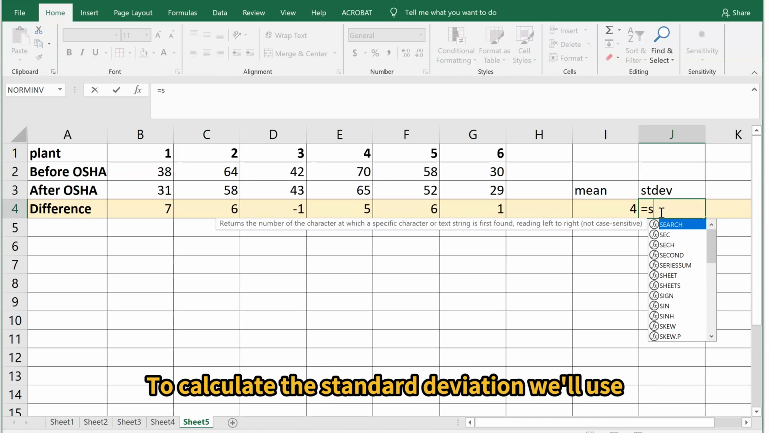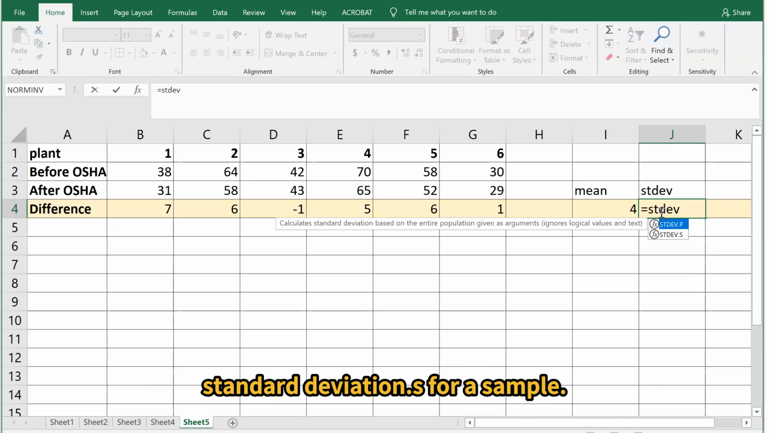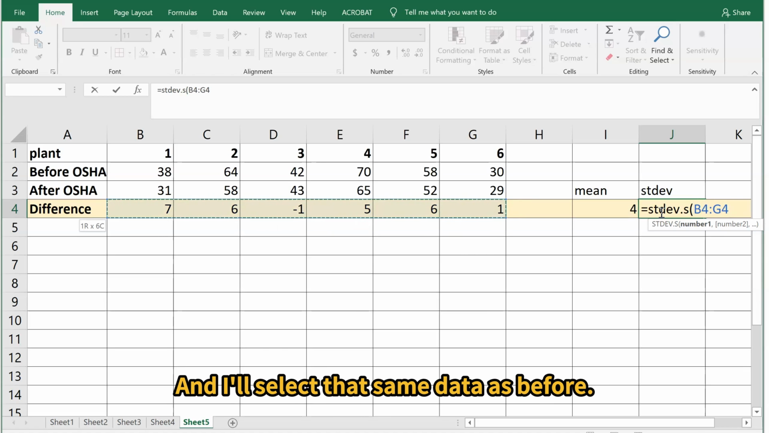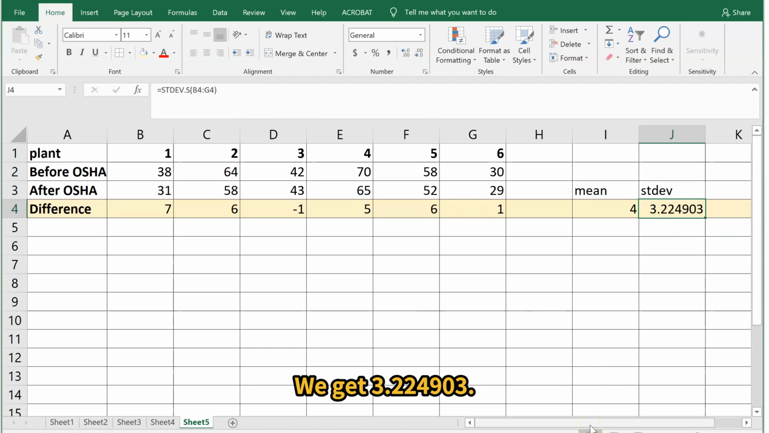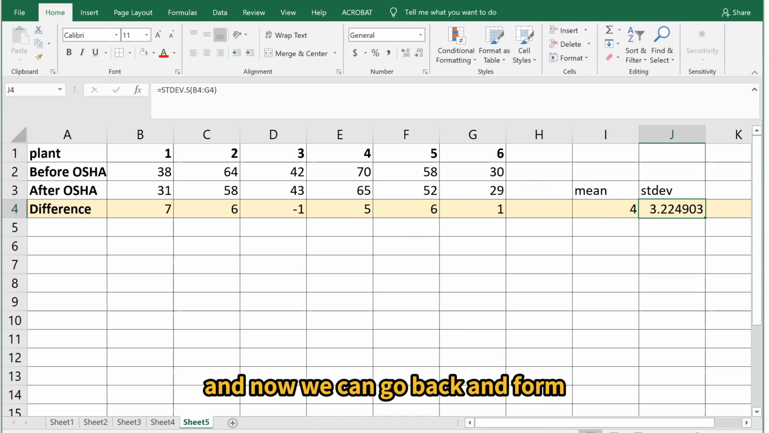To calculate the standard deviation, we'll use STDEV.S for a sample. And I'll select that same data as before. And we get 3.224903. So we're able to find our mean and our standard deviation.